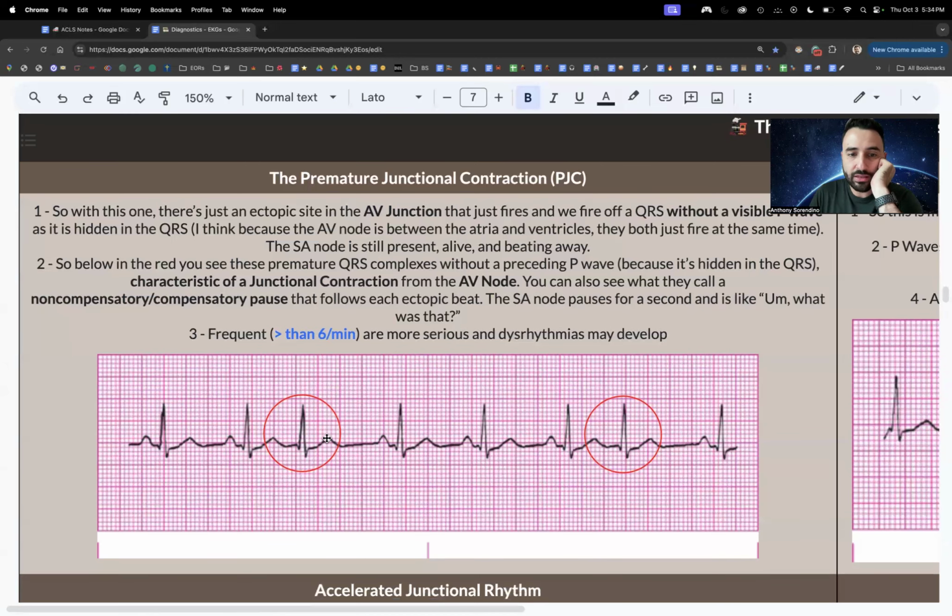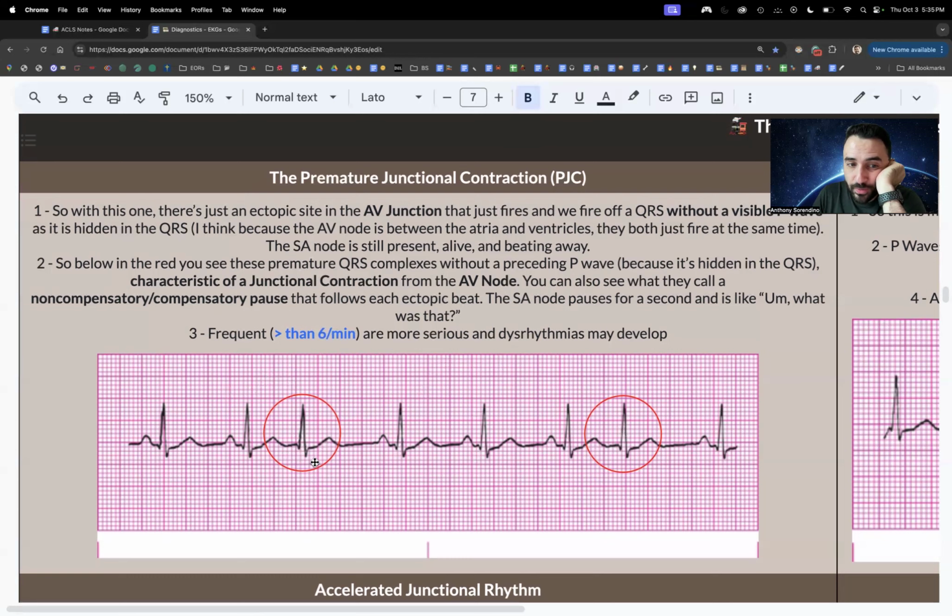This can be a little confusing to wrap your head around. But if you look at something like this, to anchor yourself, here's a beat. This looks like it came slightly too quick. However, there's no notable P wave here. You're getting a narrow QRS, which will be important in a second. There's no P wave here. You're just getting a QRS out of nowhere. That's the hallmark for a junctional rhythm.